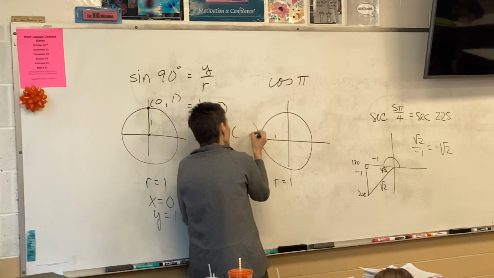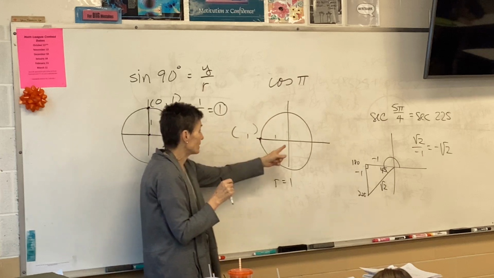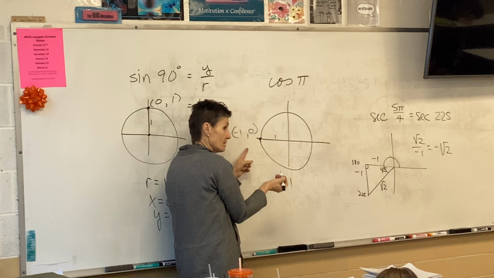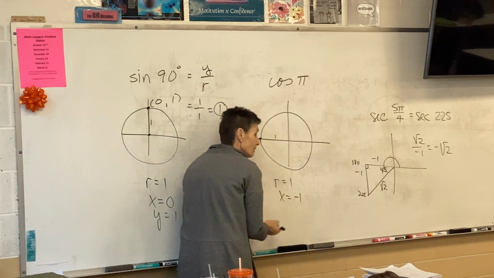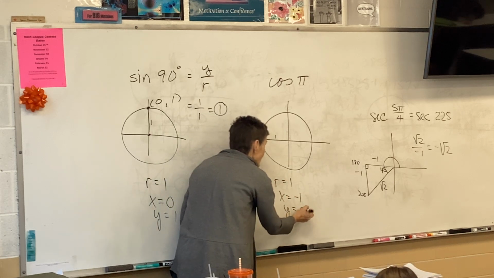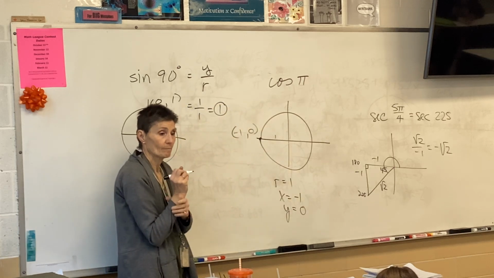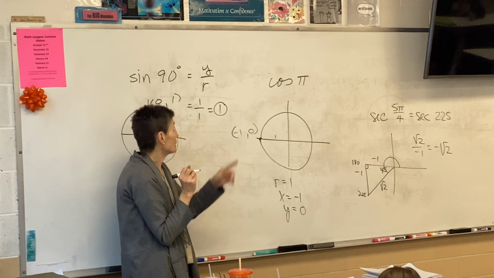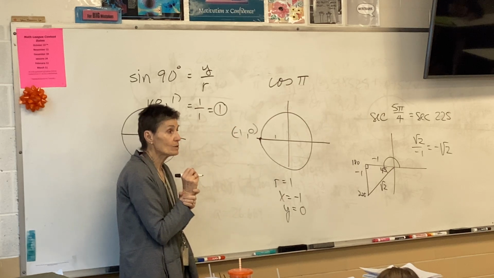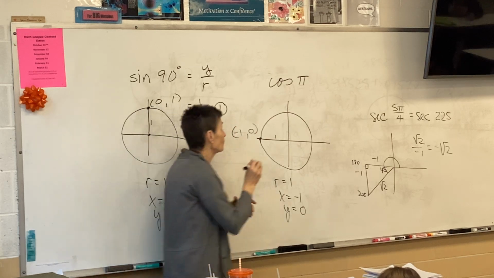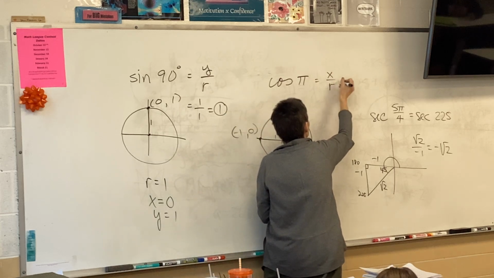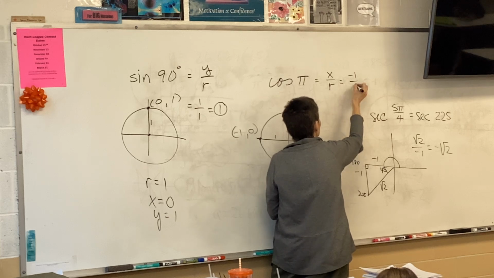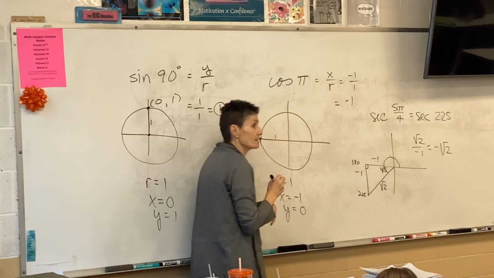What would be the coordinates of that point? There's the origin. You're going left. Negative 1, 0. So x is negative 1, y is 0. And we want the cosine. Cosine is x over r. So negative 1 over 1. So the cosine is negative 1.